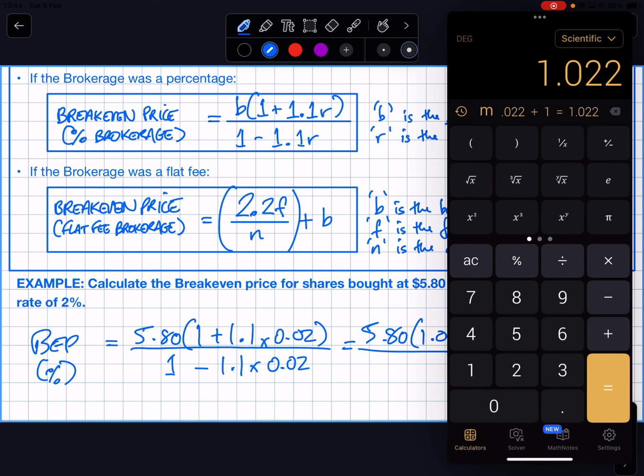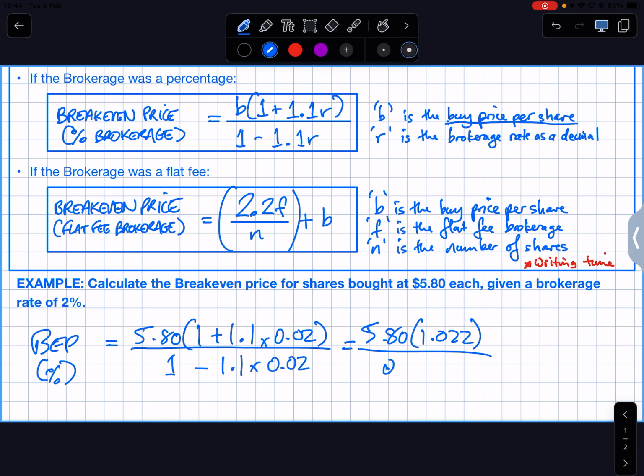What would I do first along the bottom? The subtraction or the multiplication? Multiplication, it's always more important. So 1.1 times 0.02. And now I need to do 1 minus 0.022. So 1 minus 0.022, we've got 0.978. Notice that I haven't lost accuracy. I didn't round or anything. I just spat out what the calculator says.